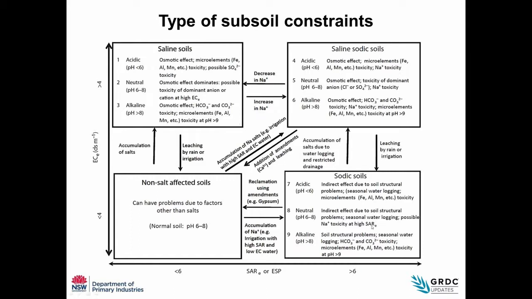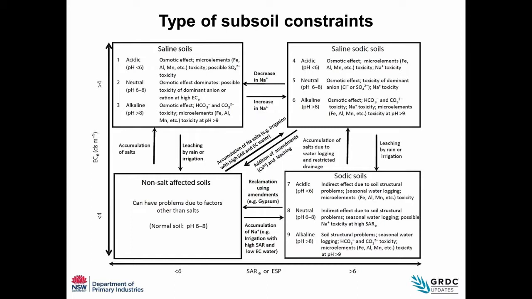For example, I focus on the box on the bottom right-hand side. If you have a sodic soil and the soil has a neutral pH, in addition to that sodicity problem, you also have issues with waterlogging and elemental toxicity like aluminium toxicity. So you have 2 issues happening at the same time. If it is a sodic soil with a pH from 6 to 8, often you expect a soil structural problem, and you get seasonal waterlogging and potential sodium toxicity.